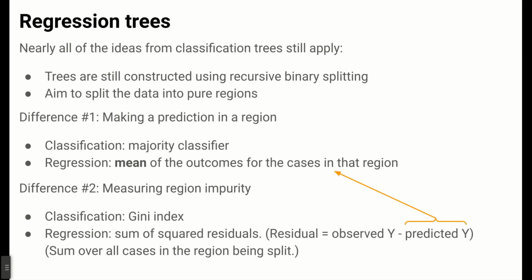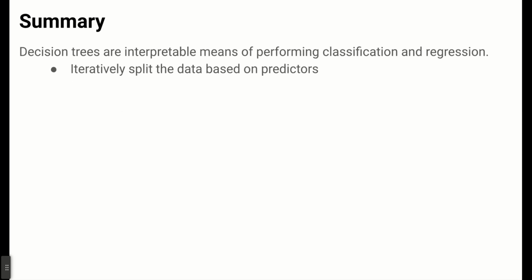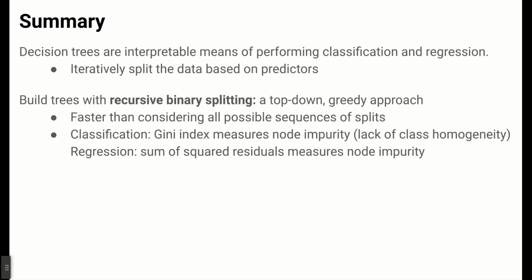So, in summary, we've learned that decision trees are an interpretable means of performing classification and regression that work by iteratively splitting the data using predictor values. Trees are built with recursive binary splitting, which is a top-down, greedy approach, which is faster than considering all possible sequences of splits, but it won't necessarily give us the overall best tree. The metric used to judge the quality of a split in a classification setting is the Gini index, which gives a measure of node impurity, or lack of class homogeneity within a leaf. The sum of squared residuals serves that role in a regression setting.